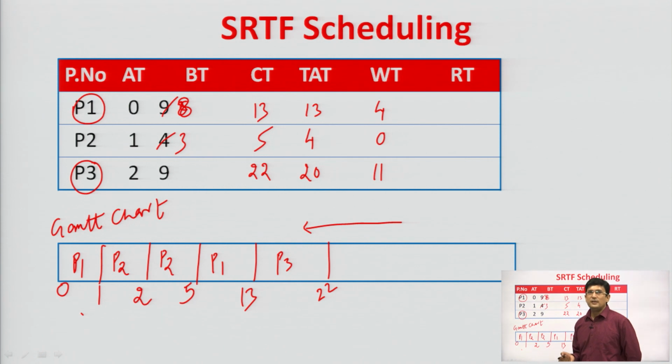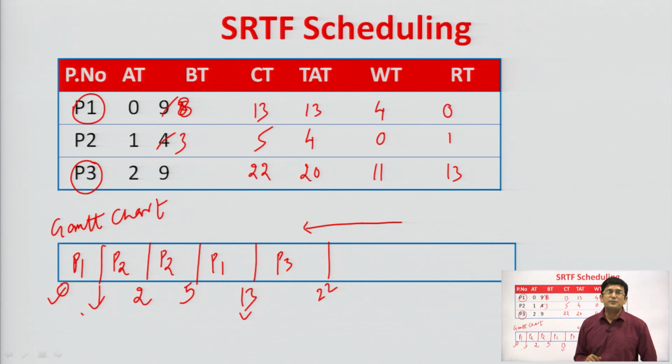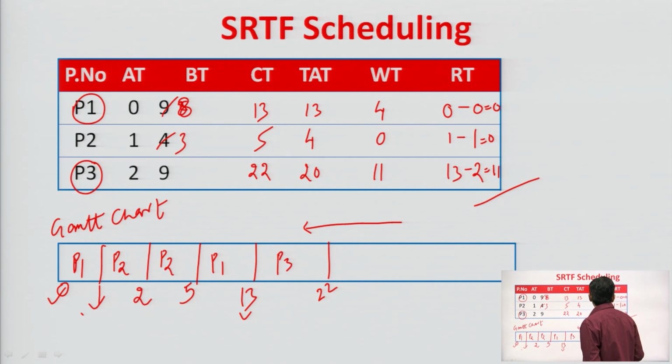Similarly, the response time: what is the time at which the processes have got the CPU? First time P1 got it at 0 time, P2 got it at 1 time, and P3 got it at 13 time. ये relative time है with respect to 0, इसलिए हम इसमें से arrival time को subtract कर देते हैं. So arrival time for process number 1 is 0, process number 2 is 1 and process number 3 is 2. So, the response time is very good in the case of the SRTF algorithm if we are looking at the shorter jobs.